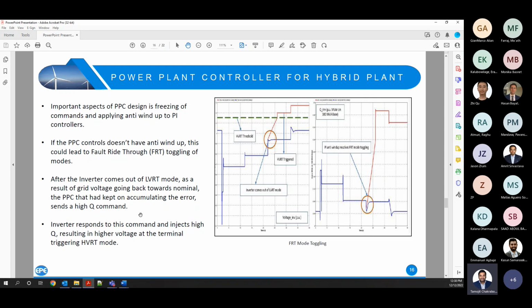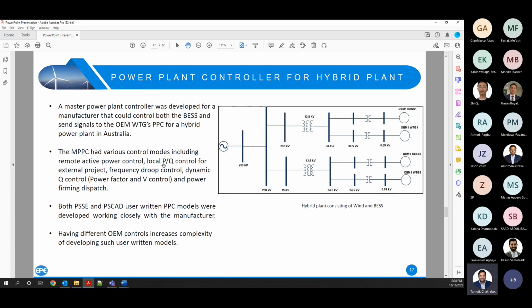So the point which I'm trying to make is these are some of the important things which I call FRT mode toggling. And these are some of the controller design issues that we have to take care of when we're designing master power plant controllers. It could very easily be that you understand VRT for LVRT mode, but then suddenly HVRT mode gets triggered.